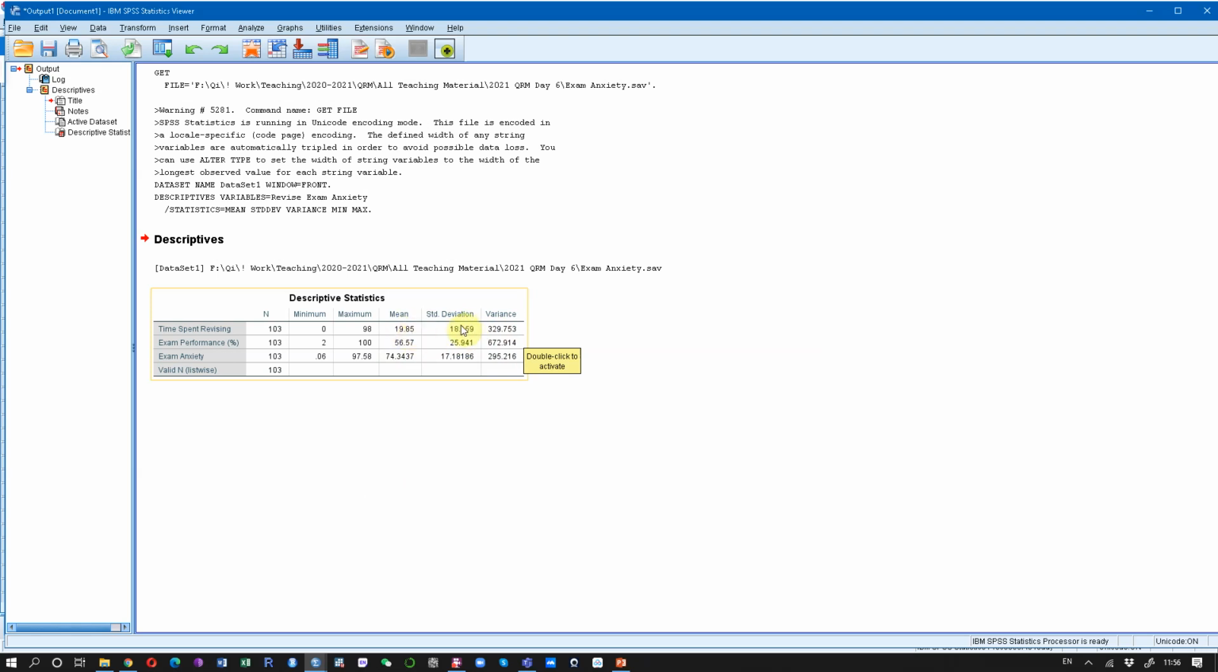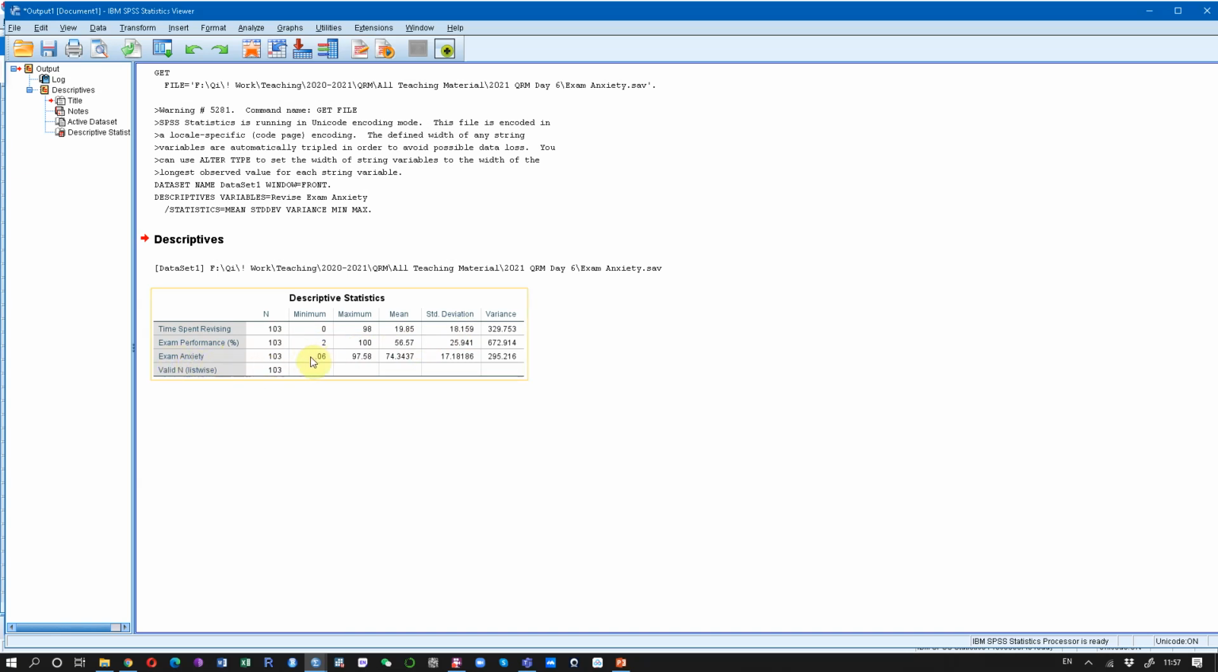It's almost the same as the mean number, which means the fluctuation among people in terms of time spent revising is drastic. Performance, well, we have 2 versus 100. So again, a huge difference here. But the mean is sitting in the pass mark in the middle, so that's fine.